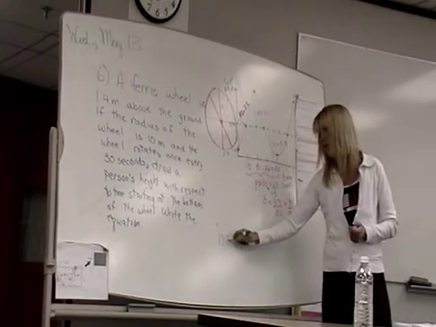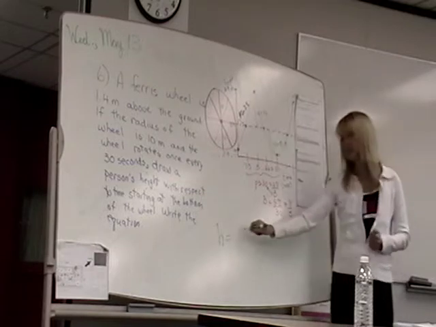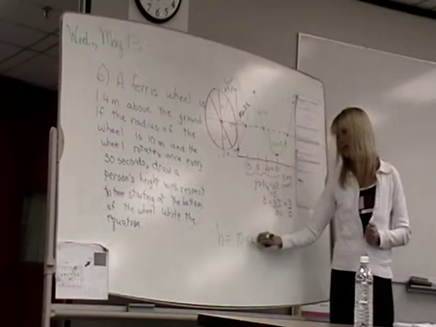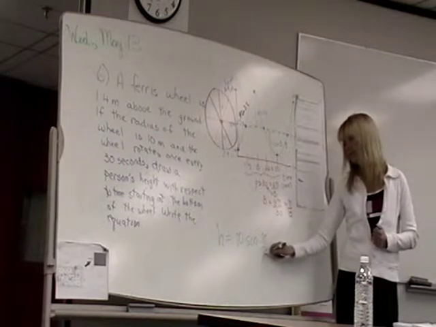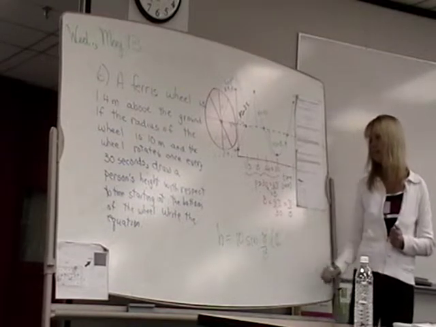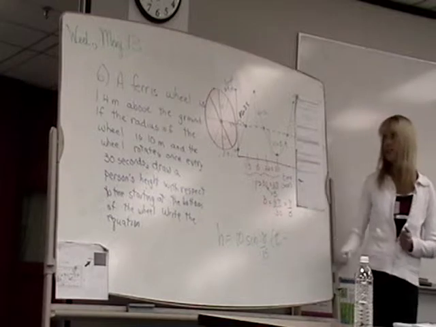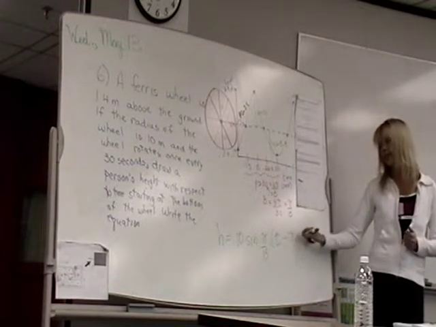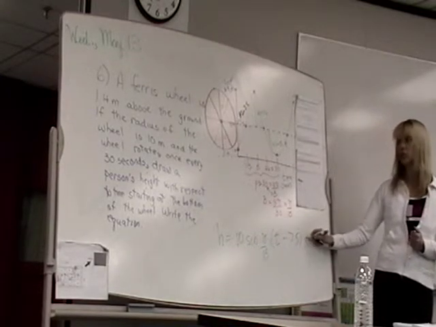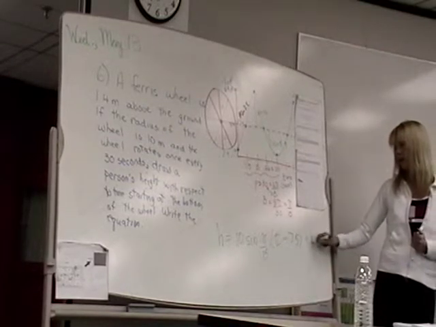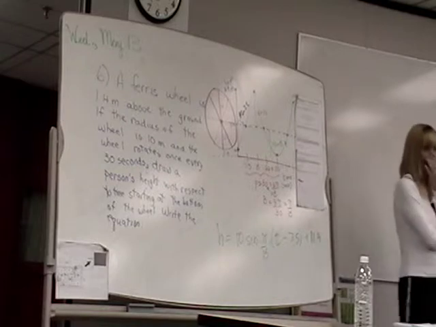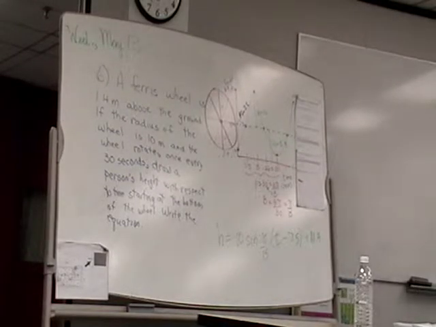Height equals your amplitude, which is 10, sine of your b, which is pi over 15, times t, minus your phase shift, 7.5, and your vertical shift is 11.4. That's your equation. And that's it. Are there any questions?